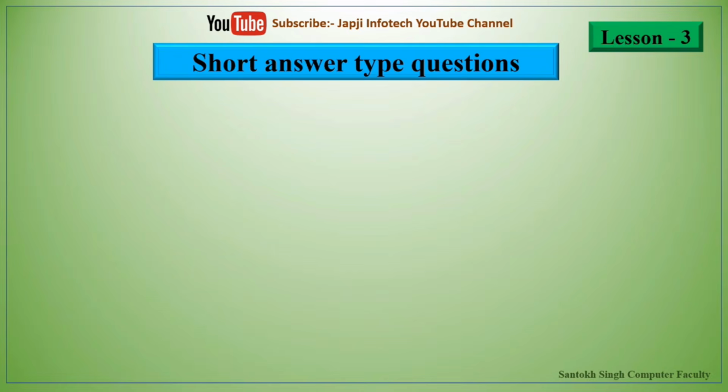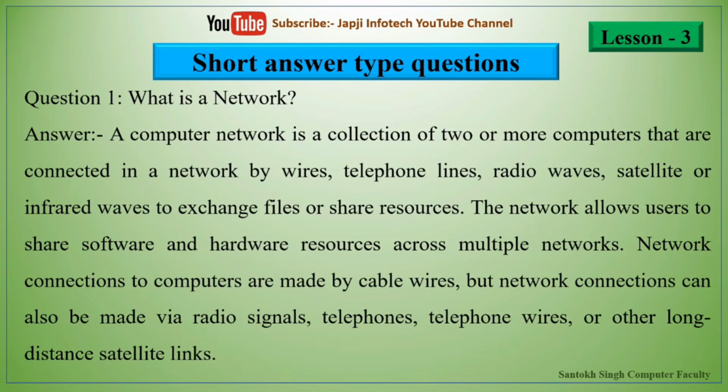So now we will learn about short answer type questions. The first question is, what is a network? A computer network is a collection of two or more computers that are connected in a network by wires, telephone lines, radio waves, satellite, or infrared waves to exchange files or share resources. The network allows users to share software and hardware resources across multiple networks. Network connections of computers are made by cable wire, but network connections can also be made via radio signals, telephone wires, or other long distance satellite links.